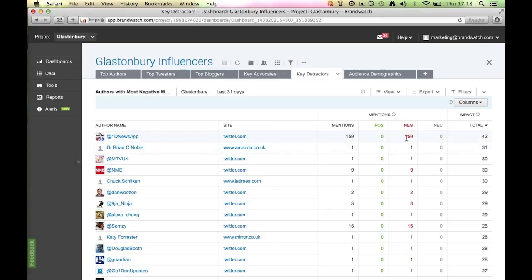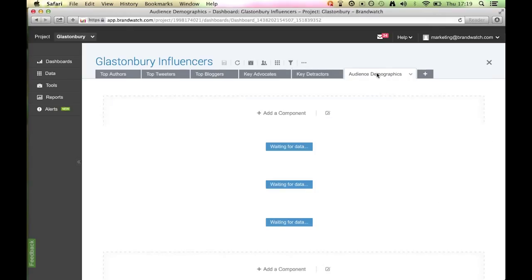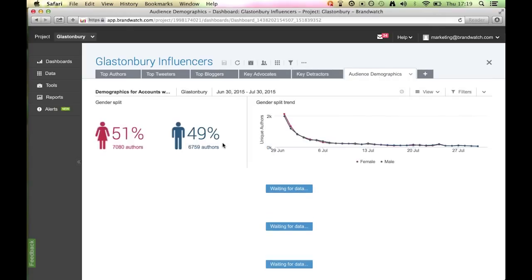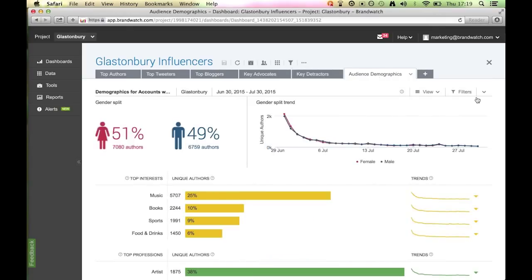You also can have a look at some of the key detractors, the people who've talked most often negatively about our brand. No surprise, One Direction has skewed the data here because people are saying that One Direction has said that they were not cool enough to go to Glastonbury, so there were some negative comments around that.